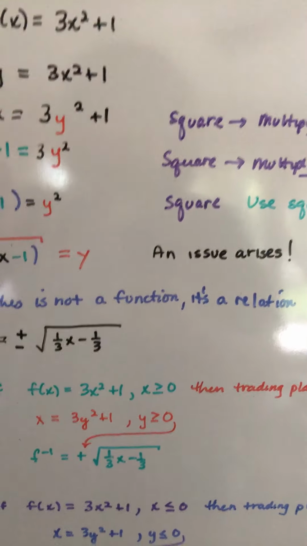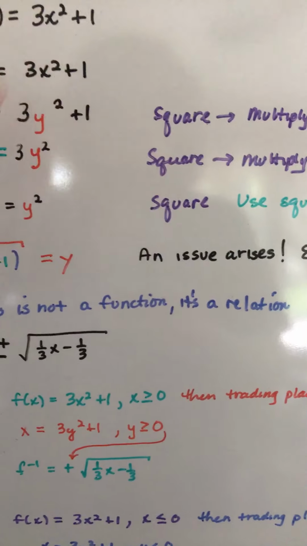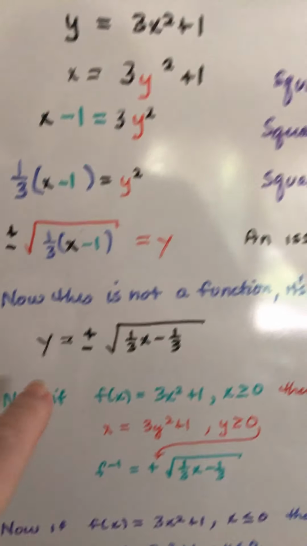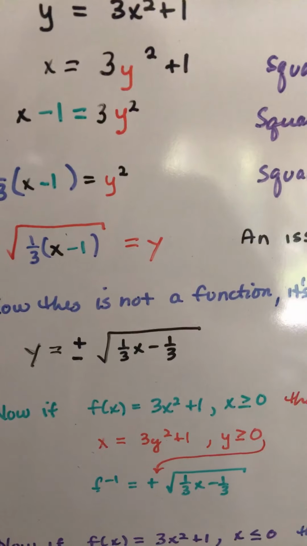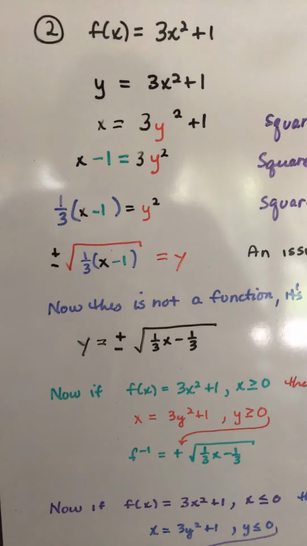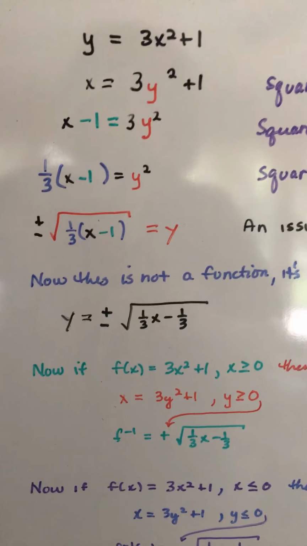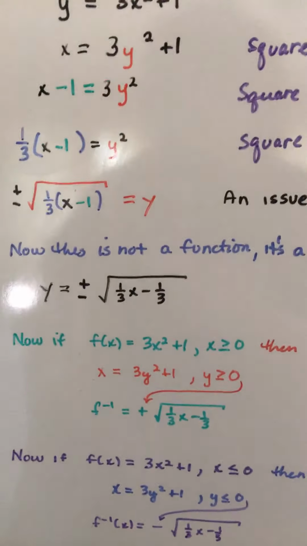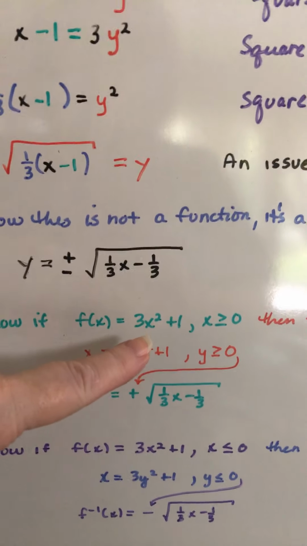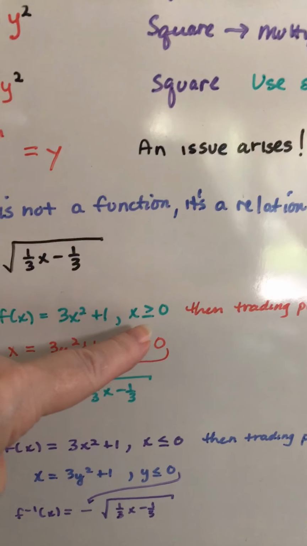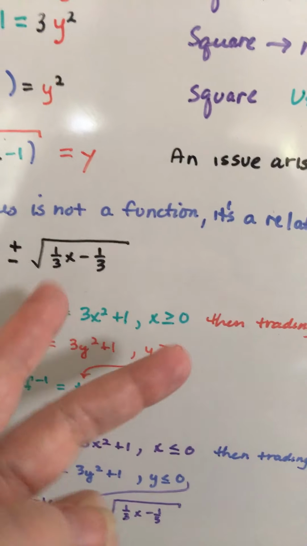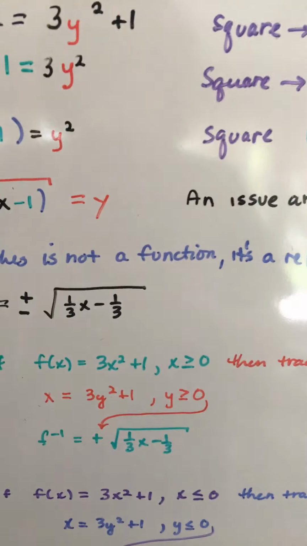Remember, a relation is the big group and the function is a subset. So now I could write this and say, oh yeah, this is an inverse, but I can't say it's an inverse function. I can just say, yeah, it's the inverse of y equals. Okay, but what if I want my inverse to be a function? Then I can restrict the domain. So let's say that originally I wanted x to be greater than or equal to 0.